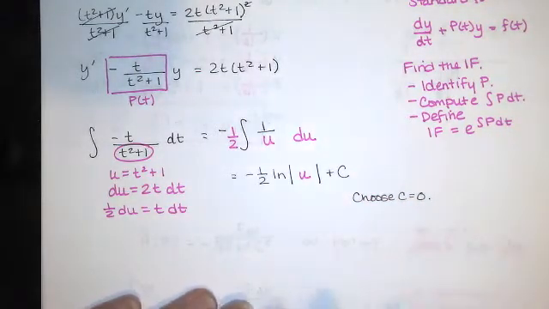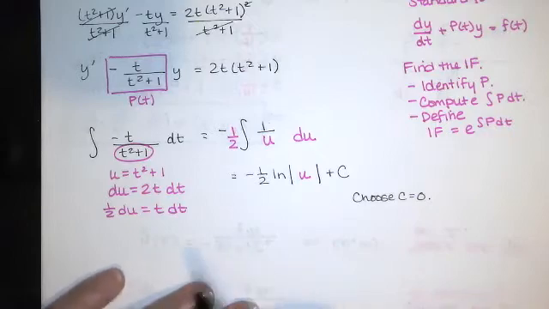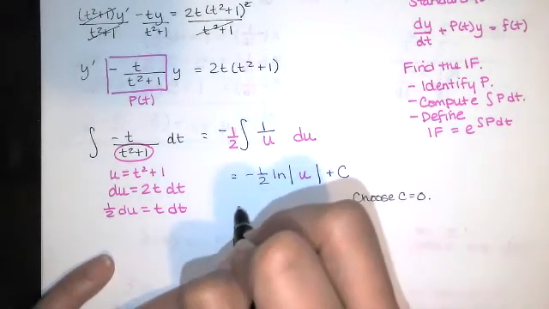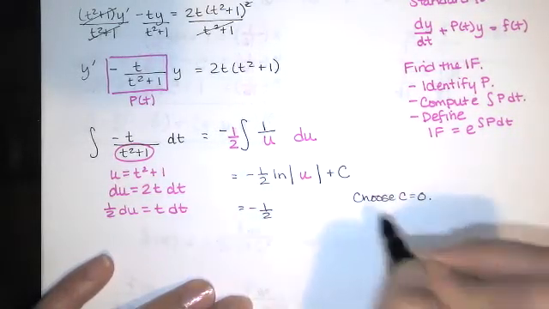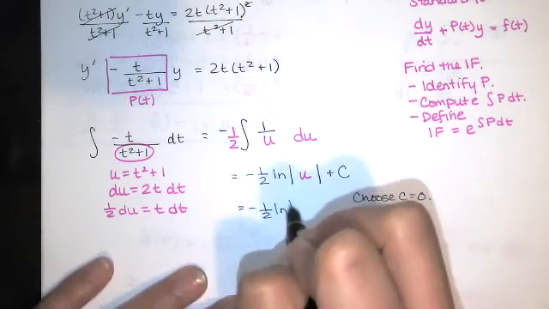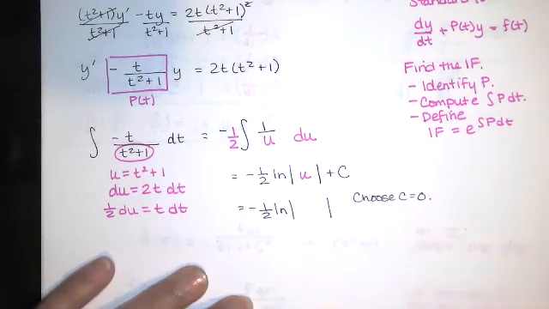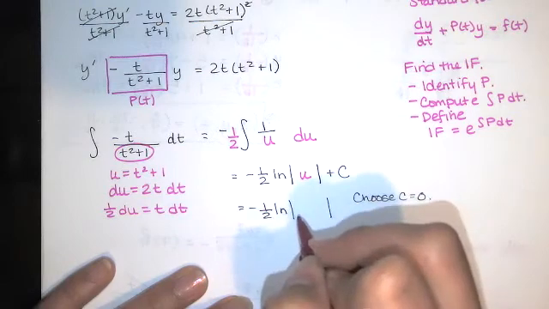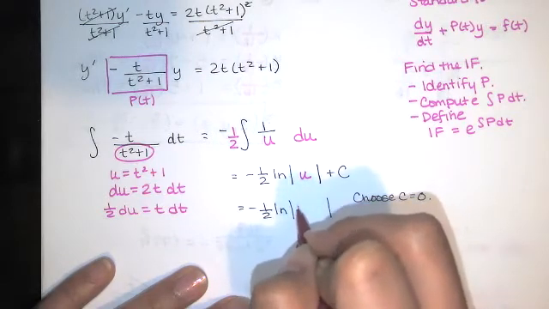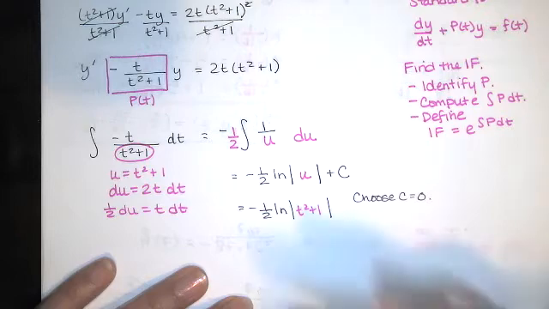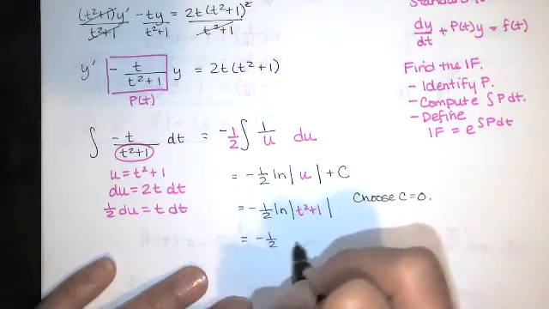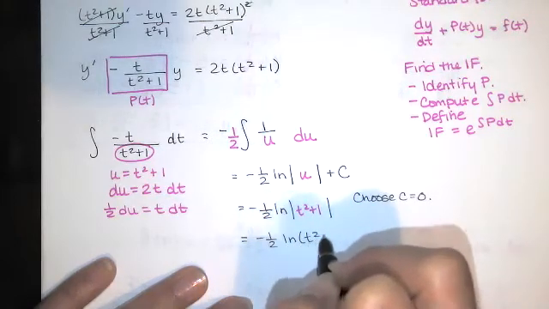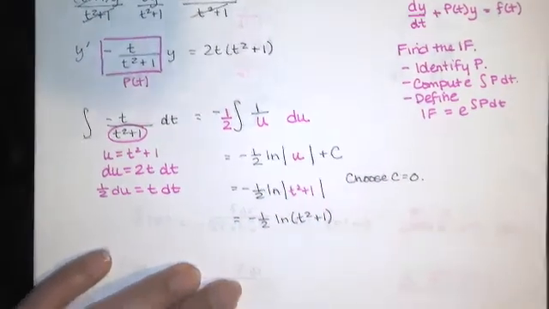We just need a single integrating factor. We don't need a family of integrating factors. And then of course, with our choice of c being 0, we will back substitute. And u is t squared plus 1. And of course, t squared plus 1 is positive all the time, so we really don't need the absolute value.